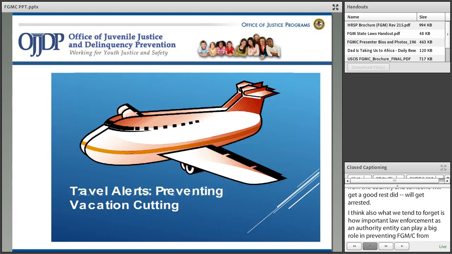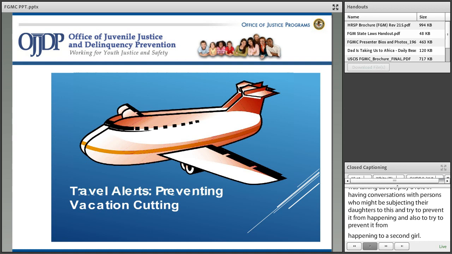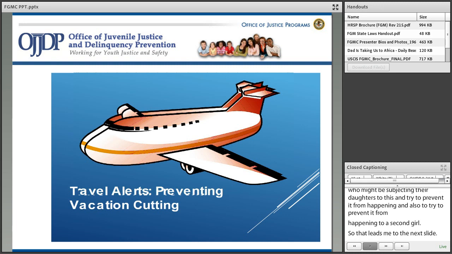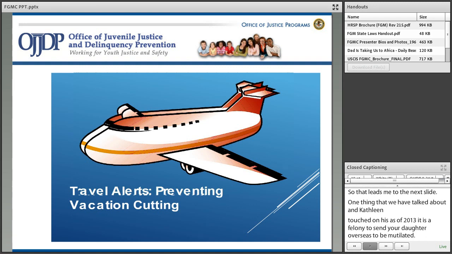And so that kind of leads me to the next slide. One thing that we've talked about a little bit, and Kathleen had touched on, is as of 2013, it is a felony to send your daughter overseas to be mutilated. The problem there is it's, of course, very hard to catch. Once it happens overseas, it's also, from a law enforcement perspective, very hard to investigate.